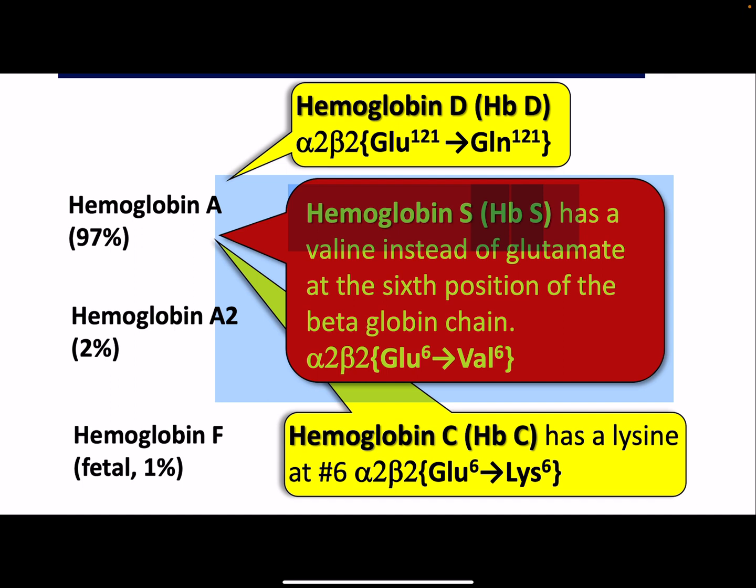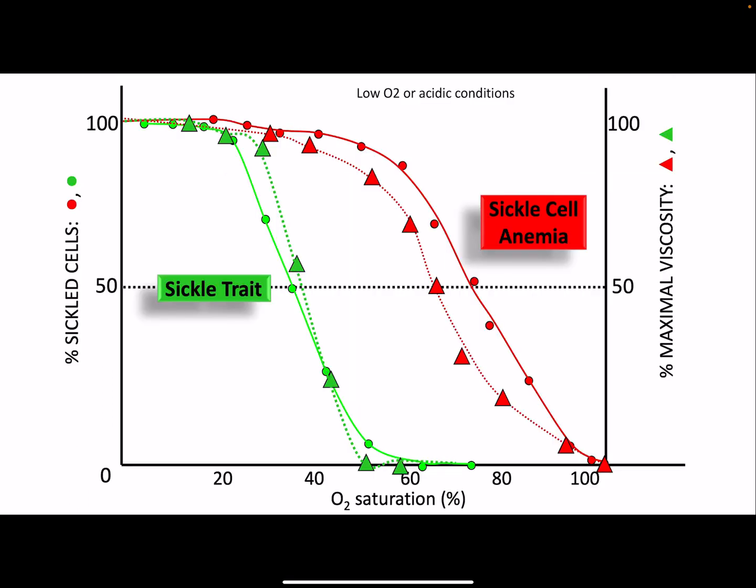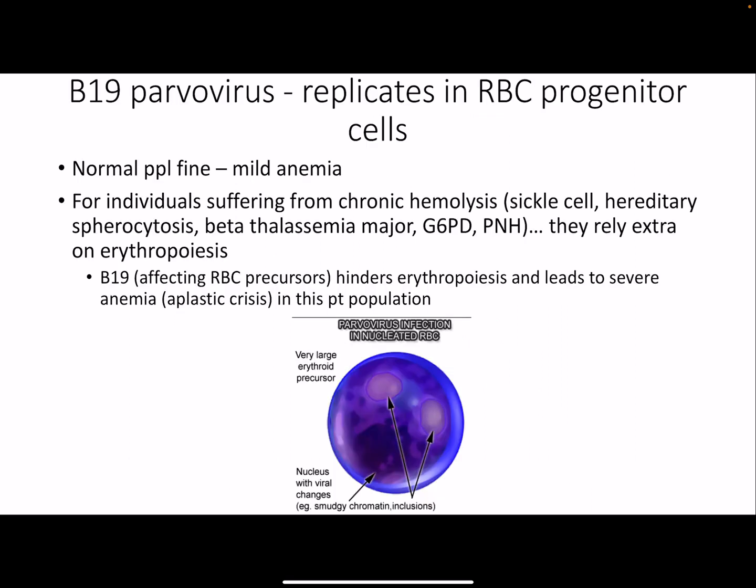So hemoglobin A, this is specifically the beta globin gene, our sixth amino acid. The glutamate is converted to a valine. Valine is hydrophobic, and all of these hydrophobic things stick together, hence the sickling. And at low oxygen and acidic conditions is where the sickle cells will precipitate together and aggregate. So at low oxygen and acidic conditions, this disease is going to be worse.